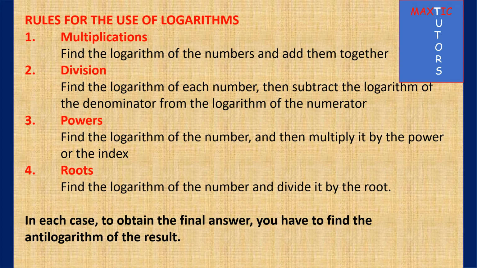Then the fourth rule is under roots. If you have any number that is square root, cube root, fourth root, and so on, the rule is that you find the logarithm of the number and you divide it by that root. If it is square root, you divide by 2. If it is cube root, you divide by 3. If it is fifth root, you divide by 5. So in each case, to obtain your final answer, you have to find the antilog of the result.